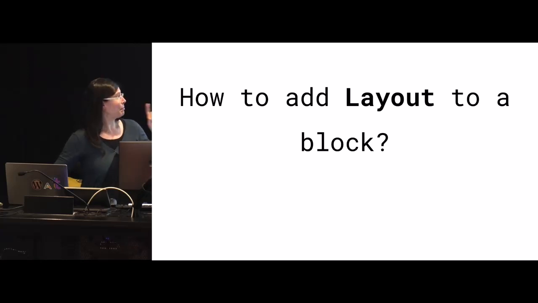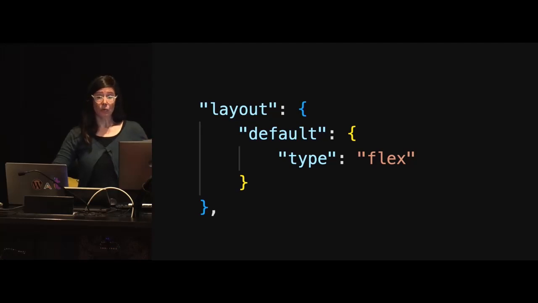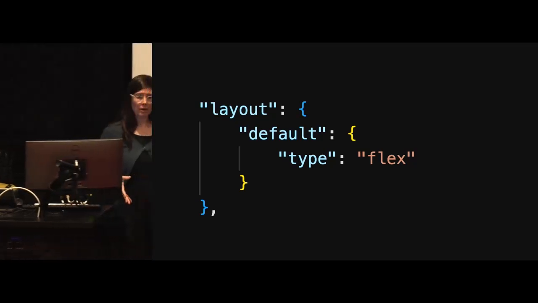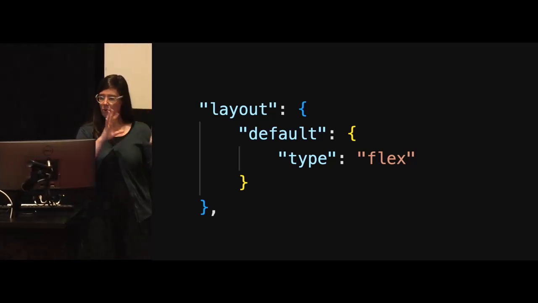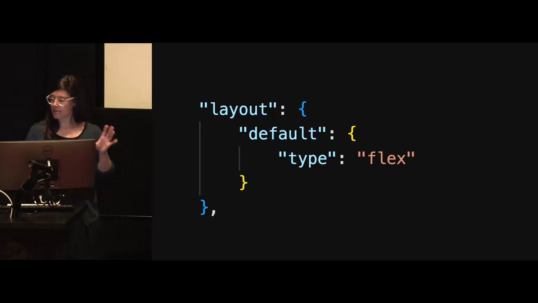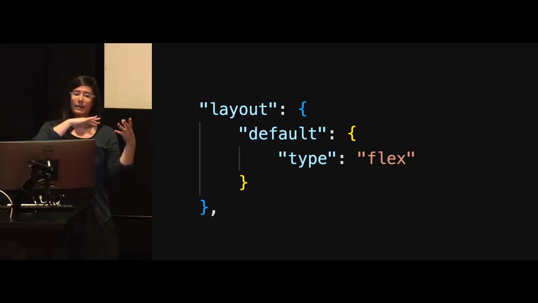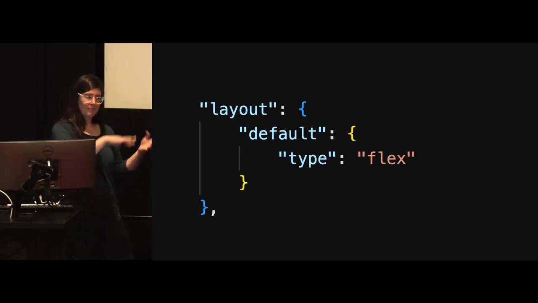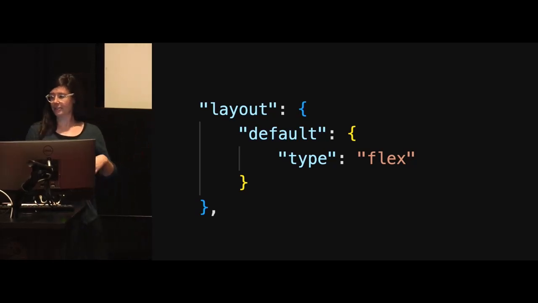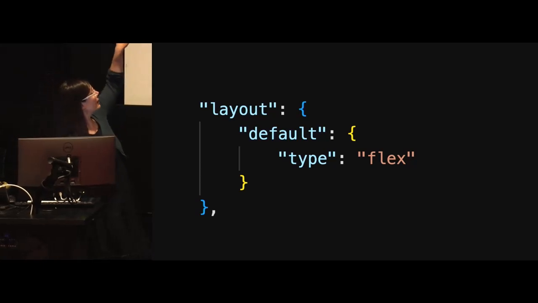But first, the pressing question might be, how do I add this layout thing to a block? Now, when you create a block, so say you're creating custom blocks, you have to have a block.json file with all the info on what the block is and its name and all that stuff. And inside the block.json, there is a section called supports. And it's inside that supports section that you put the things that you want your block to support. And if you want it to support layout, then you add a little layout object, and you can set the default type of layout that you want for that block.